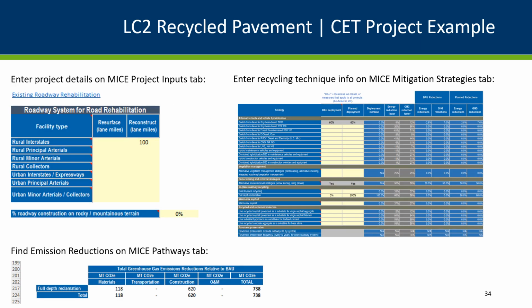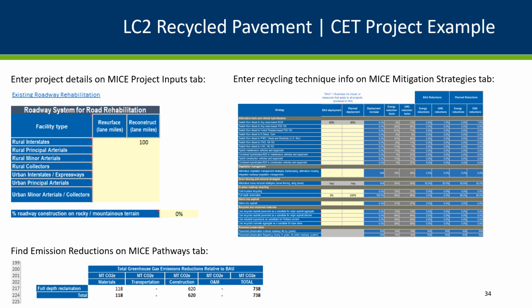So to do this, we take our known inputs of 100 miles of reconstruction on our rural interstate, and we input that into the project details for the project input tab of MICE. And that, as you can see for this example, would be under the existing roadway rehabilitation section, because that's what this project is. Then we would input the recycling technique information on the mitigating strategies tab. So here our technique is full depth reclamation, and we're going to say that for 100% of the lane miles of the project, we're going to use this process.